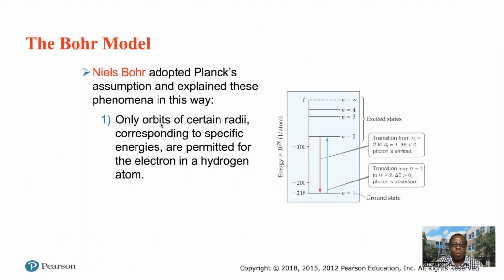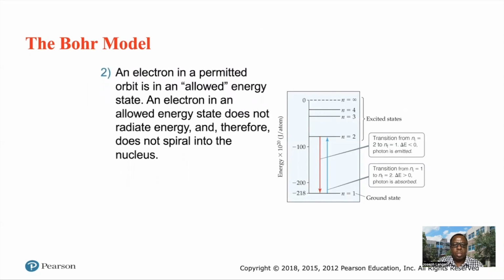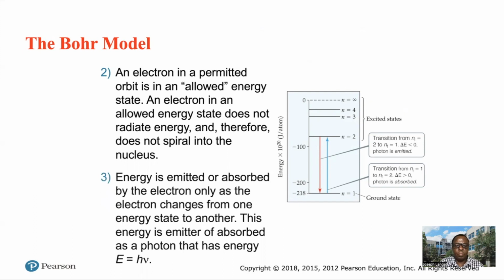So only orbits of certain radius corresponding to specific energies are permitted. That's what he took. He also proposed that an electron in a permitted orbit is in an allowed energy state. In other words, an electron cannot just be hanging in between energy levels. It must have an allowed or permitted energy level for that to happen.